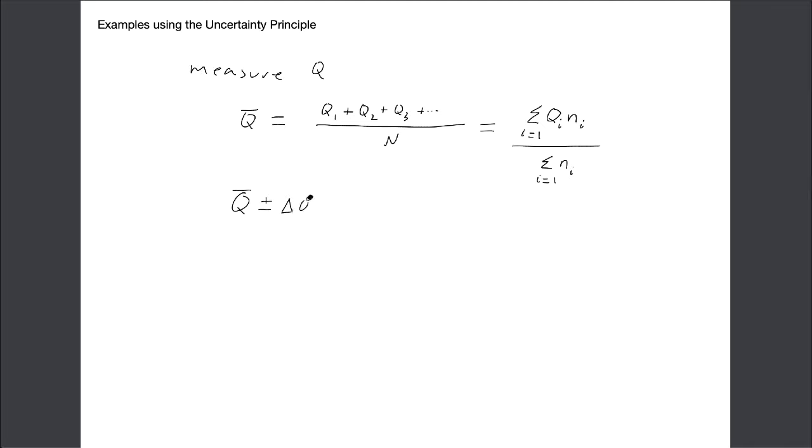And this is not a change in Q. This delta just means uncertainty. So it's not a change. It's an uncertainty. It's a spread in the sense of the data.